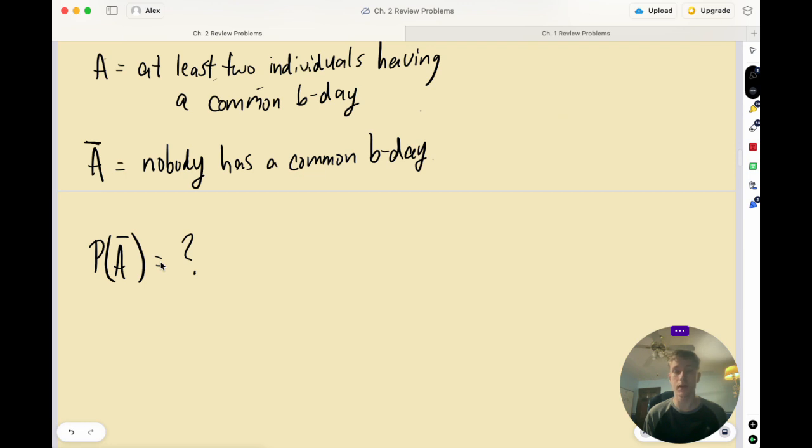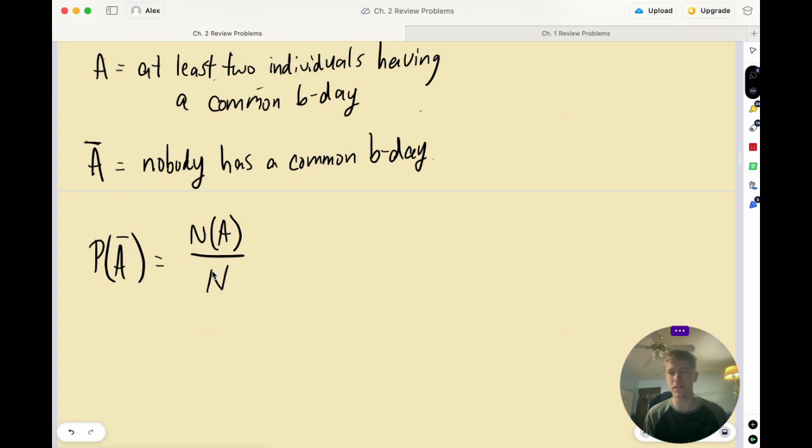Okay. The probability of that occurring is still going to be the number of ways that that could occur divided by the total number of ways. Okay.